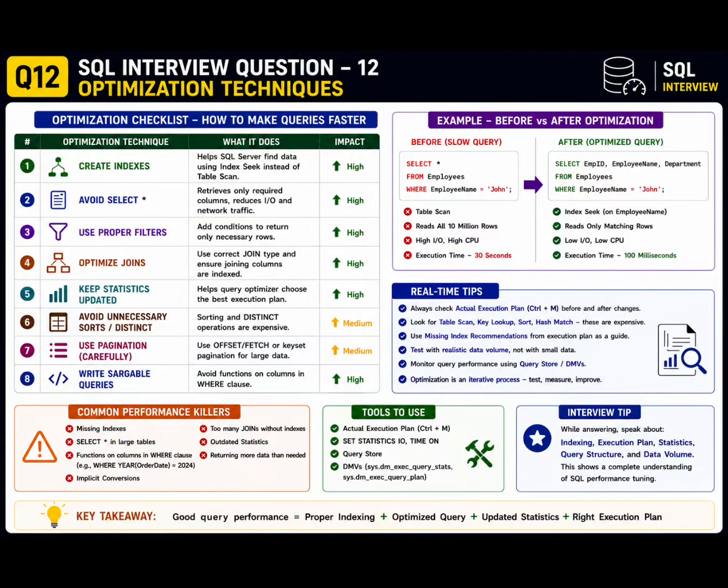If the interviewer asks how you optimize a slow query, mention these keywords: indexing, execution plan, statistics, avoid select star, table scan versus index seek, data volume. These keywords show practical SQL performance tuning experience, right? Hope you understand how SQL query optimization works. In real projects, most performance issues can be solved by proper indexing, writing efficient queries, and analyzing execution plans.